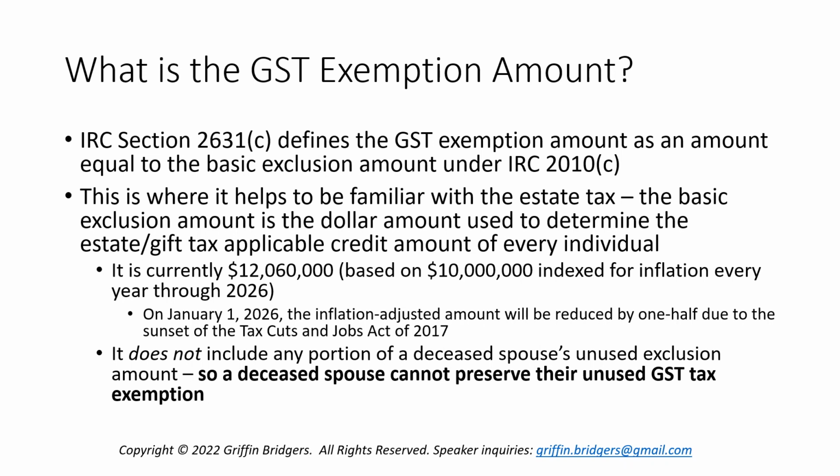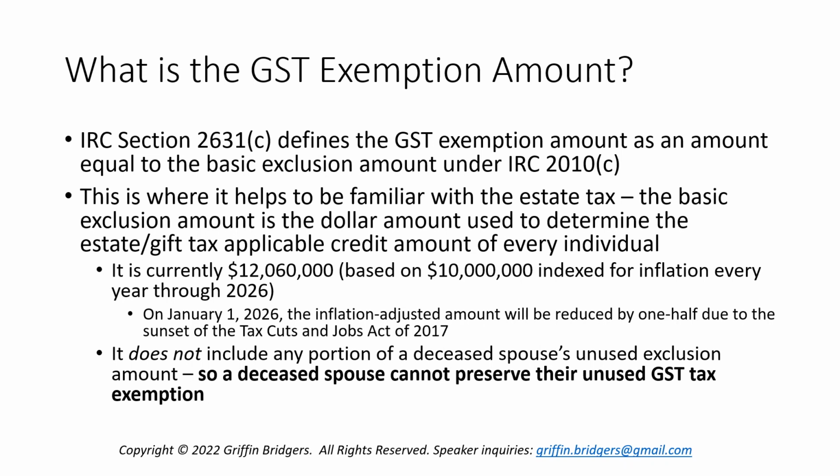That's based on 10 million indexed for inflation every year through 2026, but on January 1 of 2026, this inflation adjusted amount will be reduced by 1/2 due to the sunset of the Tax Cuts and Jobs Act of 2017. Now, what this does not include in either the definition of the basic exclusion amount or the definition of the GST exemption amount is any portion of a deceased spouse's unused exclusion amount, because Code Section 2010(c) defines the applicable exclusion amount as being the sum of the basic exclusion amount plus any deceased spousal unused exclusion. So the big picture here, the big takeaway is that a deceased spouse cannot preserve their unused GST tax exemption.